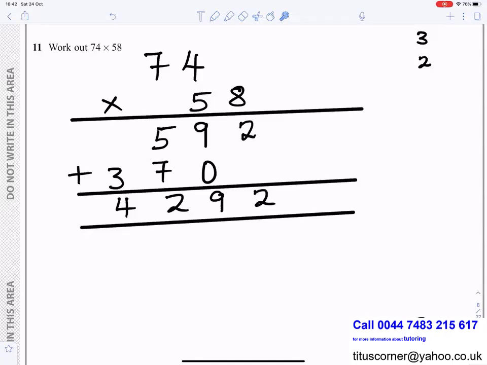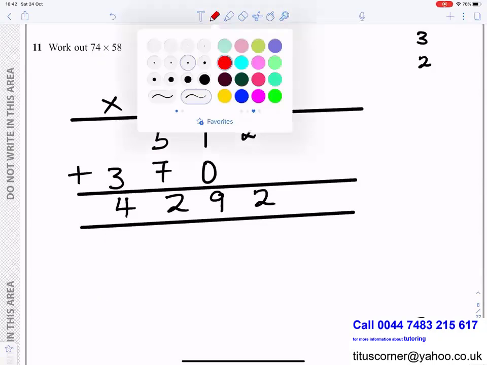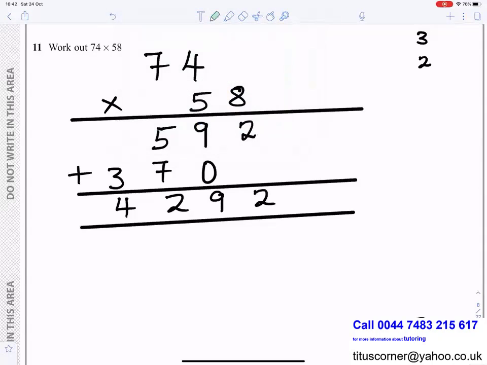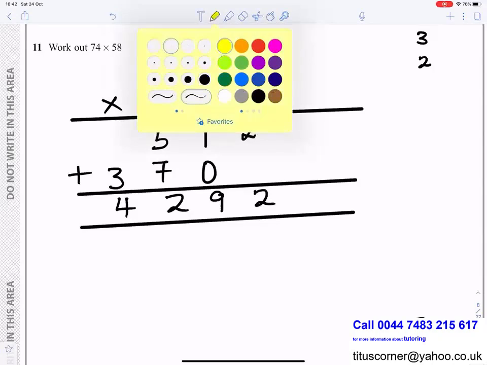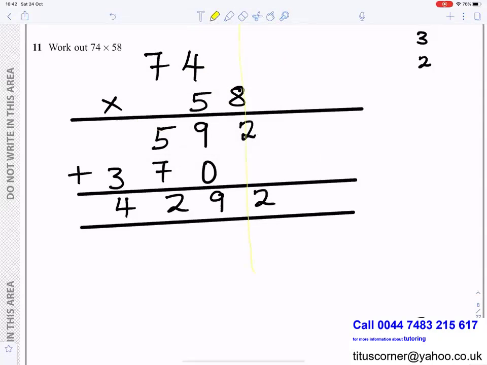Question 11. Work out 74 times 58. It's long multiplication. You lay it out all in a straight line. Very important, because that helps you to do it without making mistakes. So I'll put some guidelines to see if that will help. That's a straight line there. And when they're all in a straight line, it helps you to follow the work neatly. So 4 times 8 is 32.